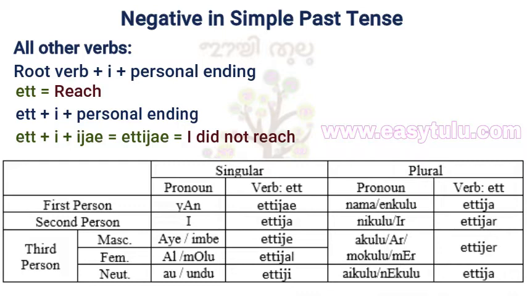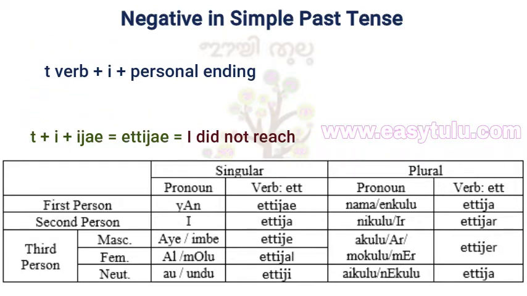Nama or enkulu. Ettija. We did not reach. Iru or nikulu. Ettijar. You did not reach. Akulu, mokulu, aru or mer. Ettijer. They did not reach. Nekulu or aikulu. Ettija. They did not reach. Okay, all the verbs except pu and nu ending verbs are conjugated in the same way in simple past tense.